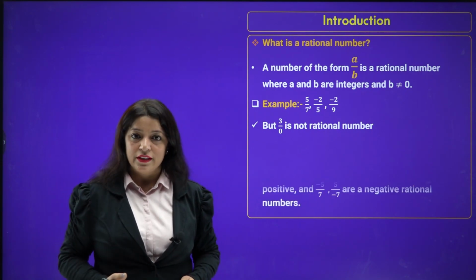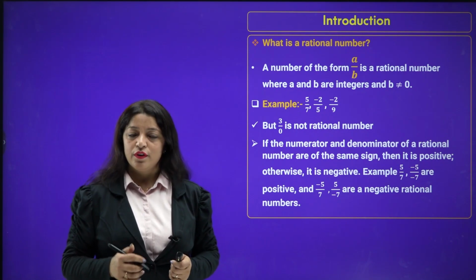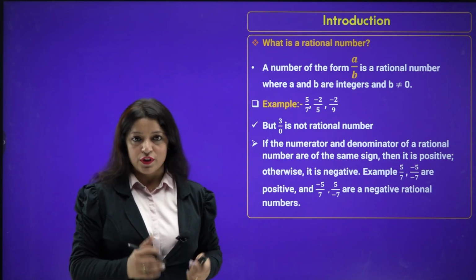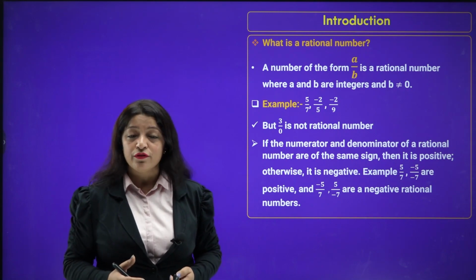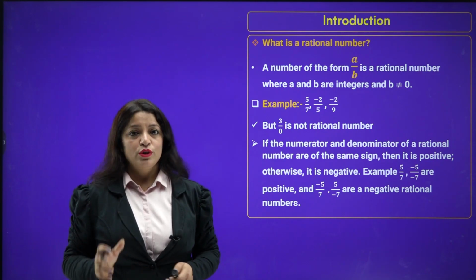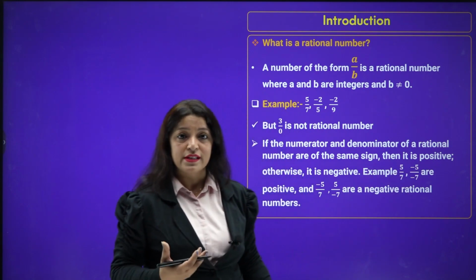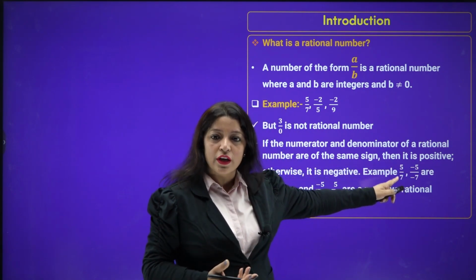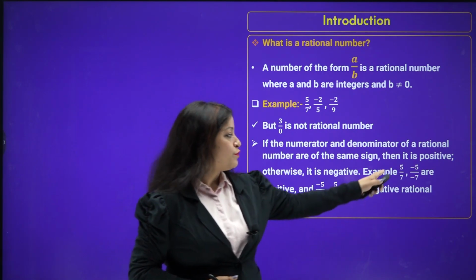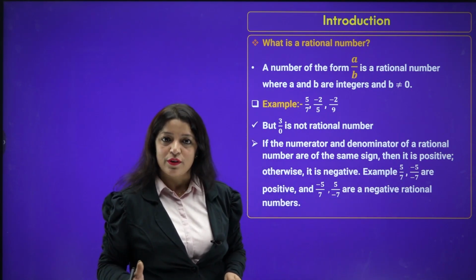Now let us have a look at this: if the numerator and denominator of any rational number are both positive, that means the overall sign of the rational number will be positive. And if they both are negative, then also the overall sign of the rational number will be positive. So in all we can say if they are of the same sign, then it is positive. For example, 5 upon 7, 5 and 7 are both positive. No sign means plus sign. So overall 5 upon 7 is a positive rational number.